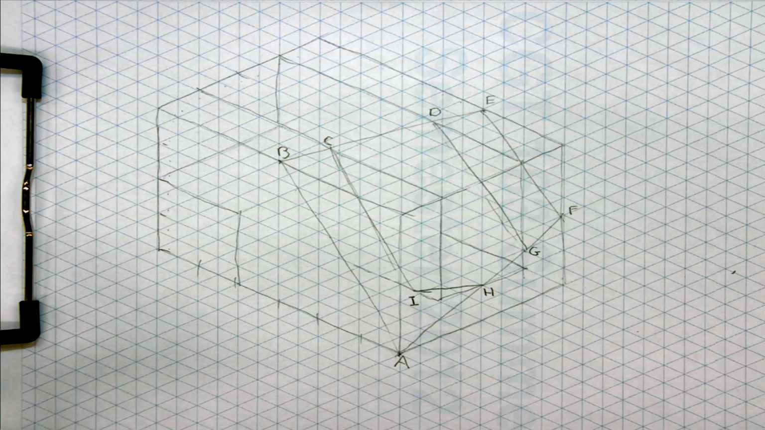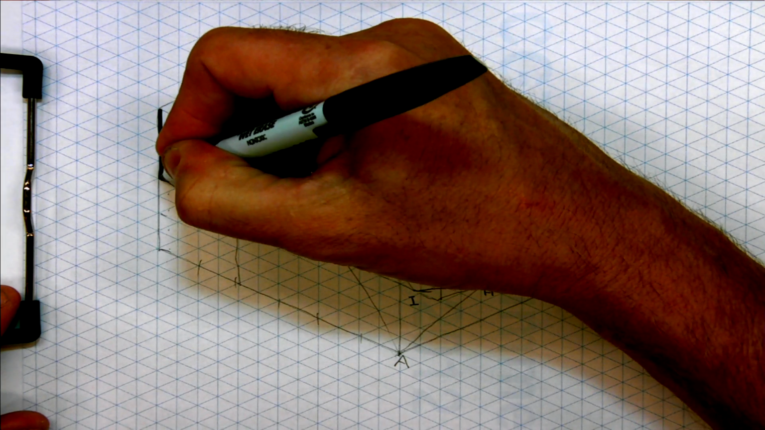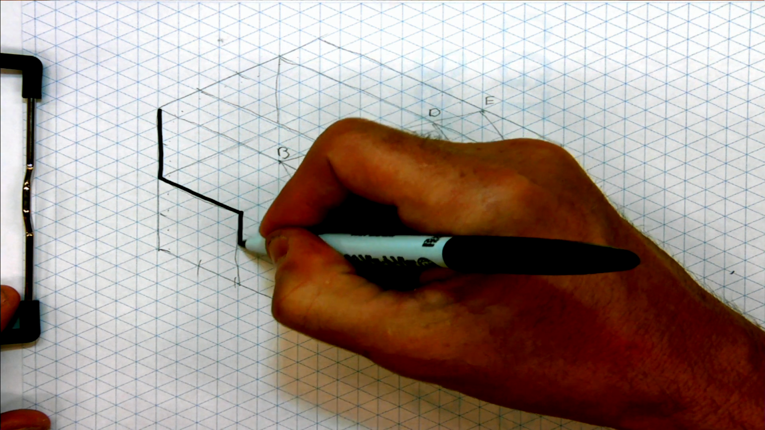And so then we can go ahead and build in this isometric and darken in the isometric at this point in time. Okay, so then coming over here, I'm going to then darken this in here, and here, and here.